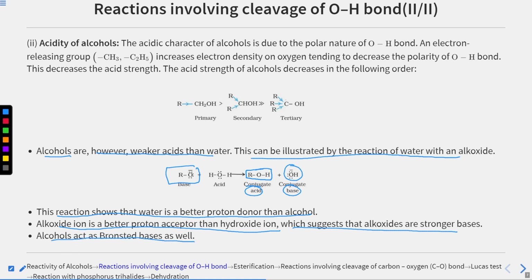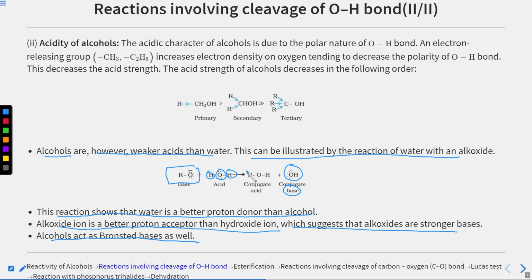Therefore, now alcohols also act as a Bronsted base as well. In the previous reaction, they acted as a Bronsted base, but here the acidity of water is greater than alcohol, and it is obvious because this oxygen has H on both sides, hydrogen.